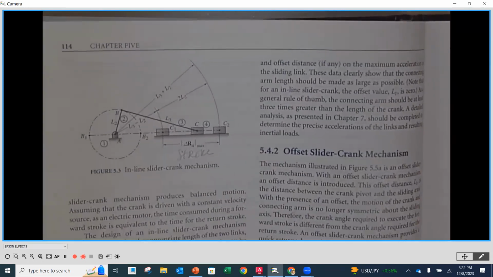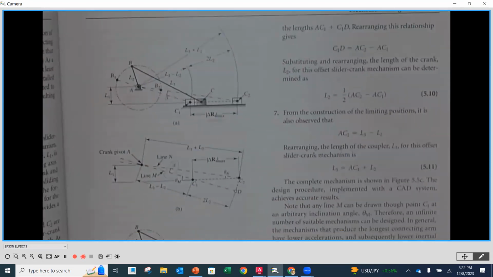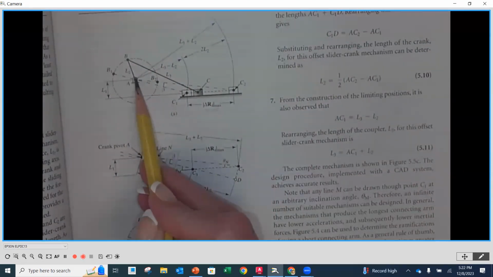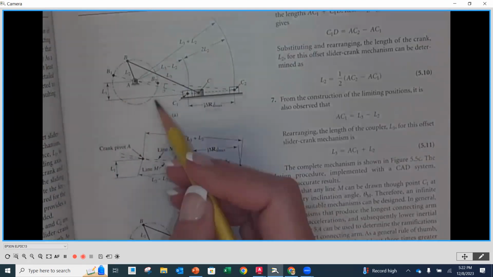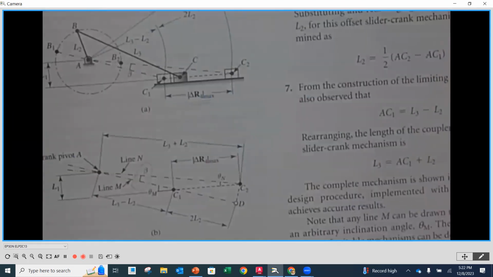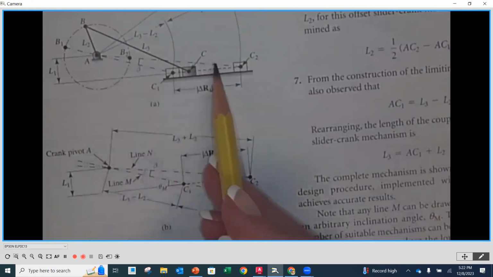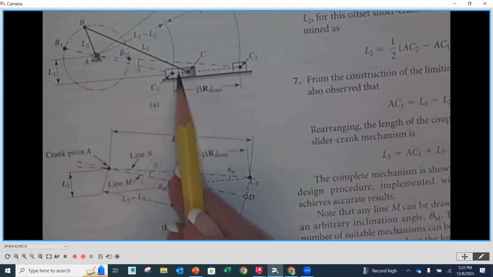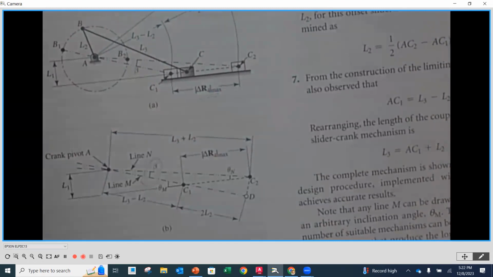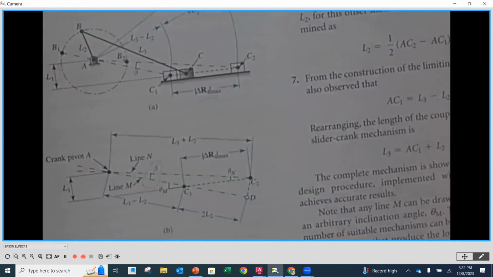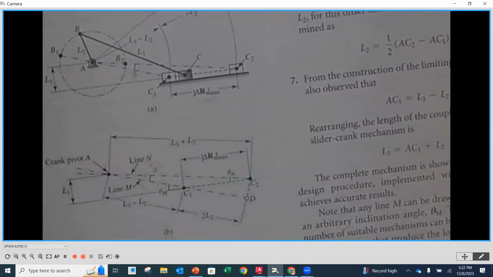But when we have an offset slider crank mechanism, where there is an actual distance between the center of rotation of our crank and the path that the slider is going to take, we have this L1 distance. Now we do have what we call an imbalance angle. When we're at our extreme position all the way out and all the way in, do you see how there's an angle between? That's called the imbalance angle, because now they're no longer in line with one another. Those only occur when we have an offset slider crank mechanism.